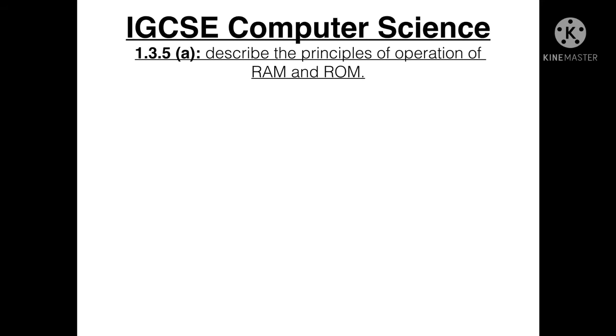So let's get started. One other thing: RAM and ROM is pretty much primary memory. The next two videos are going to be secondary storage, and then the next 2 or 3 videos are going to be offline storage. So that's pretty much how it's going to go.